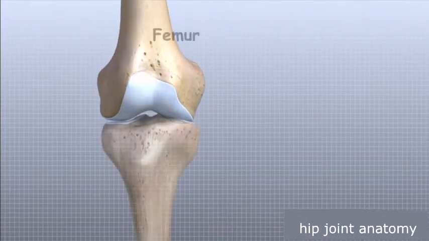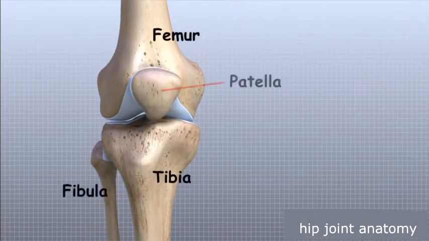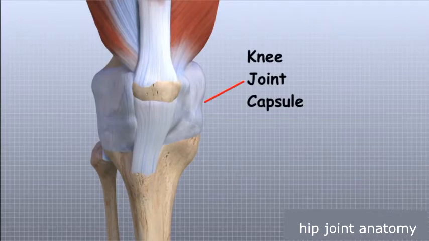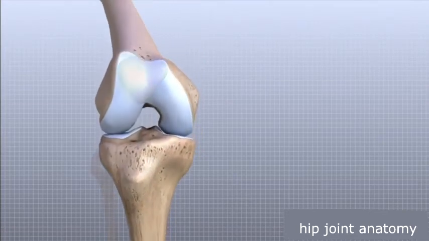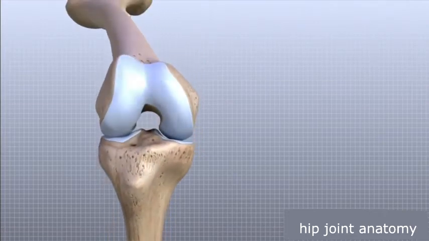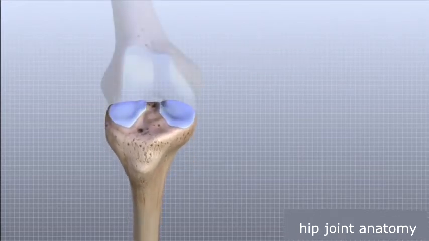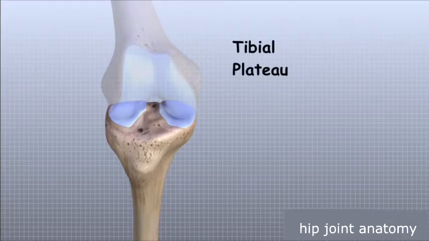The knee joint is made up of the femur and tibia, and the patella or the kneecap sits in front of the knee. The knee joint is a synovial type of joint which has a joint capsule which contains the synovial fluid inside it. The end of the femur connects to the top of the tibia to form the knee joint. 2 round knobs called the femoral condyles are found at the base of the femur. These femoral condyles rest on the top surface of the tibia, which is called the tibial plateau.